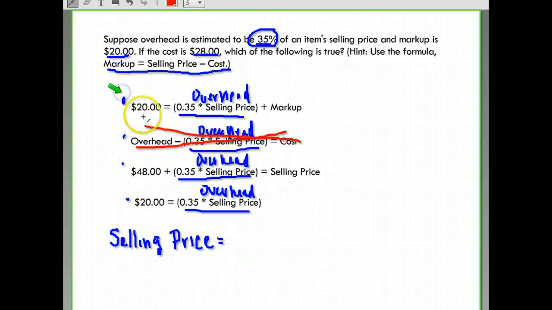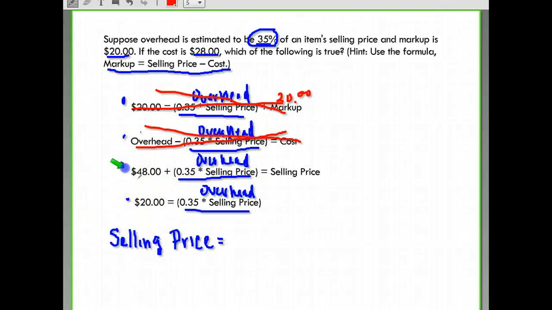Let's take a look at the top one. It says that $20 is the overhead plus the markup. I guess that's a possibility, except if we look back up at our information, the markup is $20. Okay, so the overhead has to be something. If we put in the markup here of $20, notice that's not going to work out because we would have to add something here. So that one can't work either.